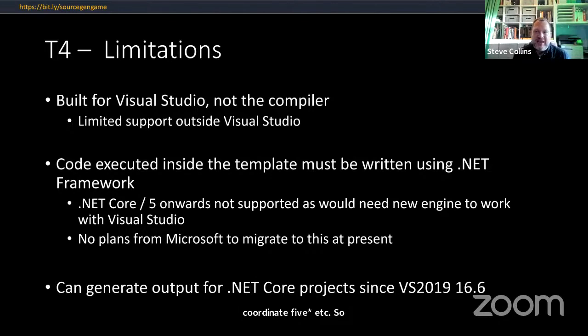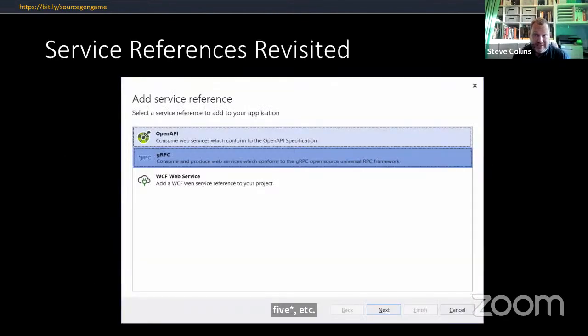So earlier I touched on adding service references for SOAP services. Those are still there, but now we have two modern standards as well. So we have OpenAPI, or what used to be called Swagger, for HTTP JSON services, and gRPC, which is the new kid on the block that's like the binary equivalent, and it uses protofile definitions.